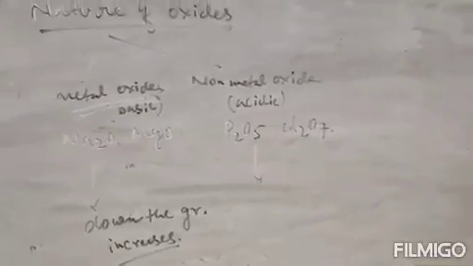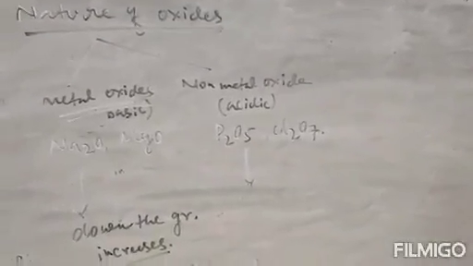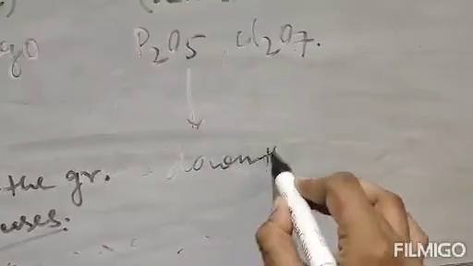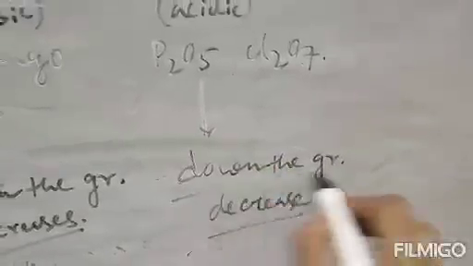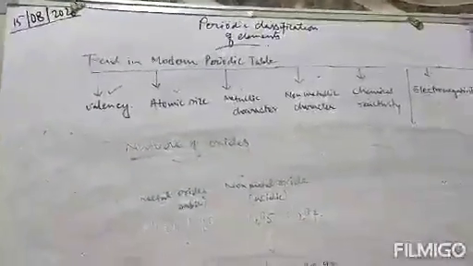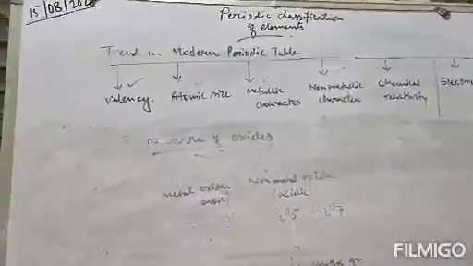Clear? Next, coming to non-metal oxides, the acidic oxide character will decrease down the group, because down the group the tendency of gaining electrons decreases. That's why the property of acidic oxides decreases down the group. So these are some of the properties found in the modern periodic table. Everything is covered under this section.